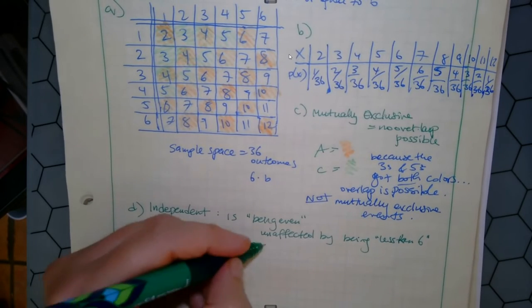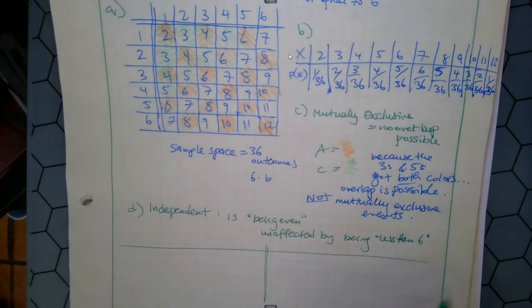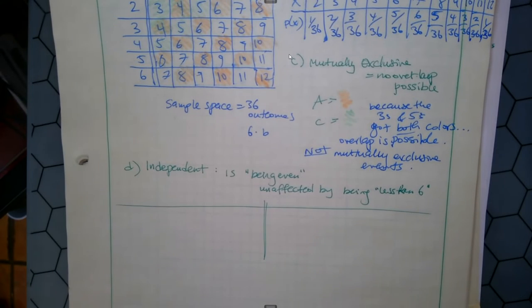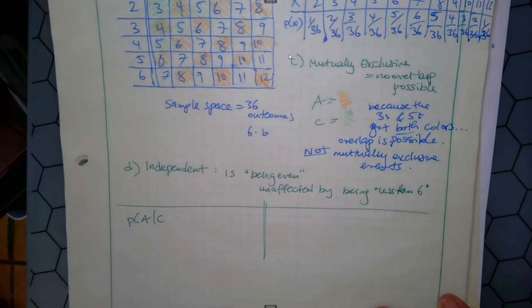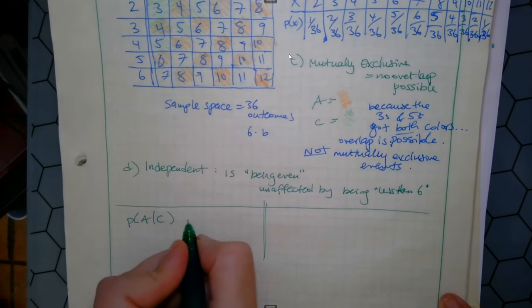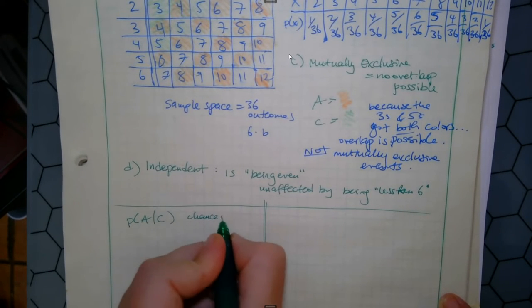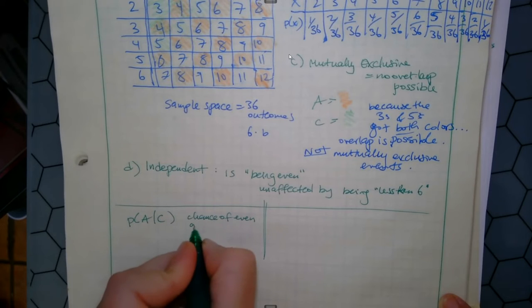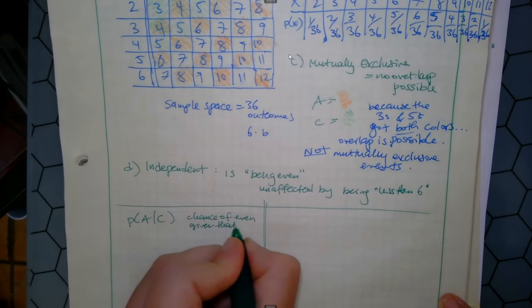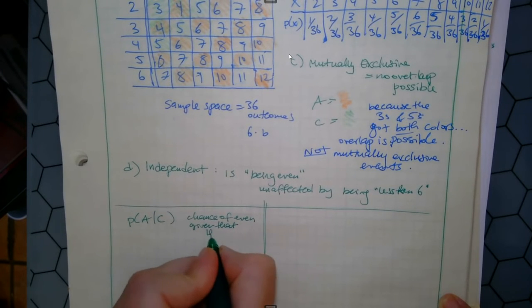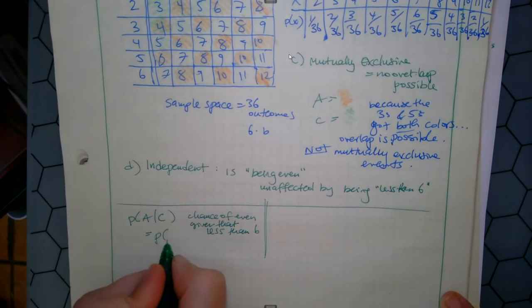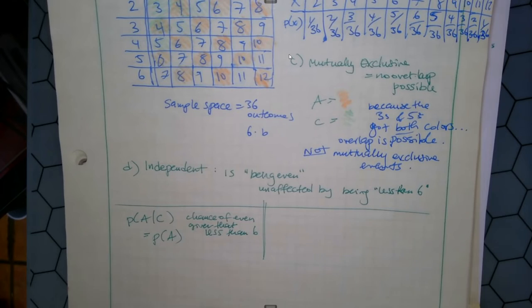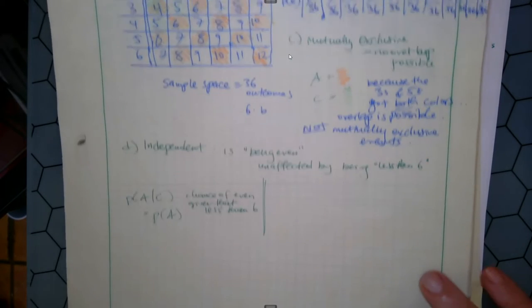There's a couple ways to do this. I'm going to show you both methods. Method number 1 is to think about the event, the probability of A given C, or you can do it the other way around. So this will be the chance of even given that it's less than 6. Is this the same as telling me something is even where being less than 6 does not affect it? So this is one way to check for independence.